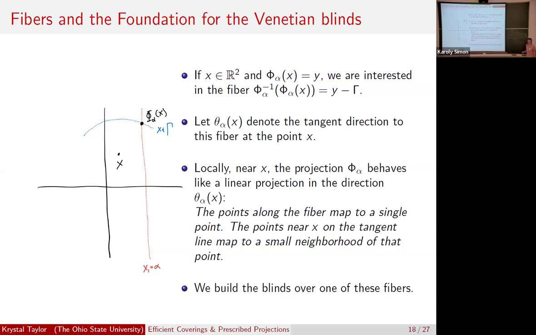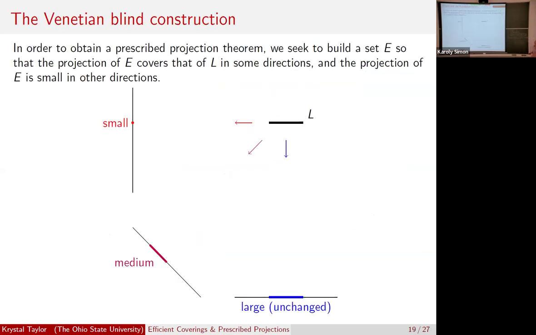So let's see how a basic blind construction works. Remember, we're trying to control the projection. So we start off with one of these little line segments L, and we simply observe that if we project down, nothing happened. We just get a copy of the set. If we project this way, we get a single point. And if we project this way, we'll get what I call median, so a little interval. And we would like to update this situation. I want to replace median with, say, small, and I want to keep this unchanged.